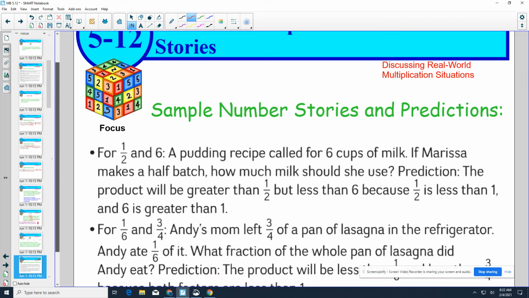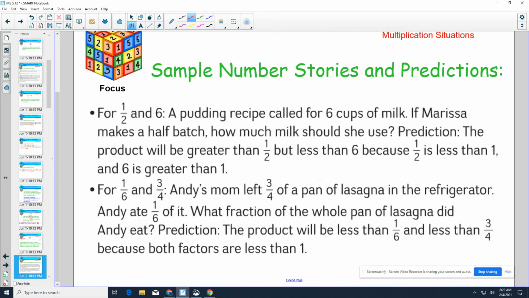Okay. So hopefully you've done your example. So let's look at a couple they've done here. Yours again could be a different type of multiplication story problem, also different subjects. So let's see. For 1/2 and 6, a pudding recipe called for 6 cups of milk. If Marissa made half a batch, how much milk could she use? And look, if you look there, they said half a batch, so we have to know that that represents the fraction 1/2 or half, right? So the prediction they gave was the product will be greater than half, but less than 6 because 1/2 is less than 1 and 6 is greater than 1.